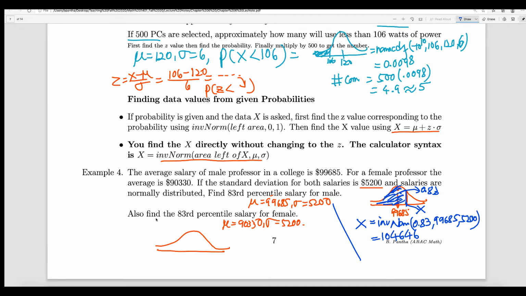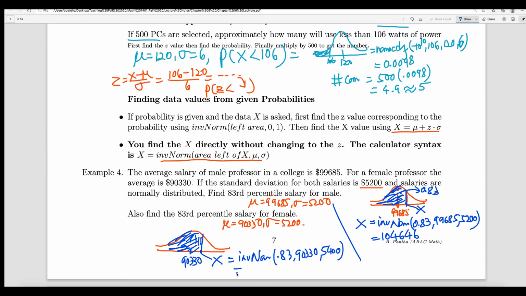Now for the female, it also says to find the 83rd percentile for female. For female, again exactly the same thing, but the mean is different. The mean is 90330. The 83rd percentile, again the left area, because it says percentile, so the value is less than that. That will be the X value there. So how do I find that? X will be inverse norm, and then 0.83. The mean is 90330 and the standard deviation is 5200.